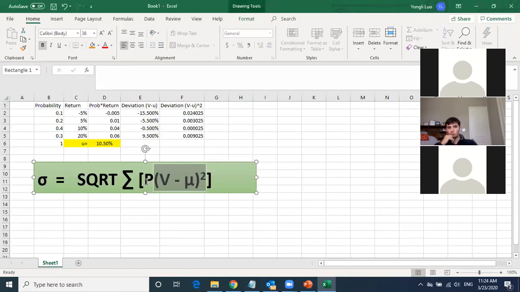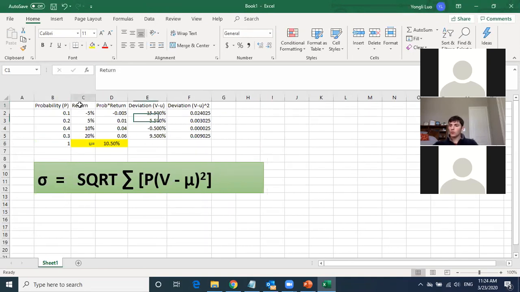What you need to do is this deviation squared times the probability. So this is the probability. Okay, so in that formula, P is the probability. The return is the capital letter V, the value. Now it's going to be the probability times the value minus the mean, squared. Okay, we calculate this part.